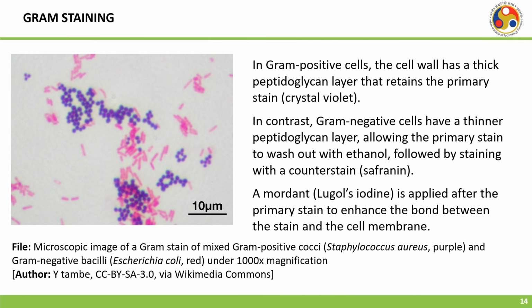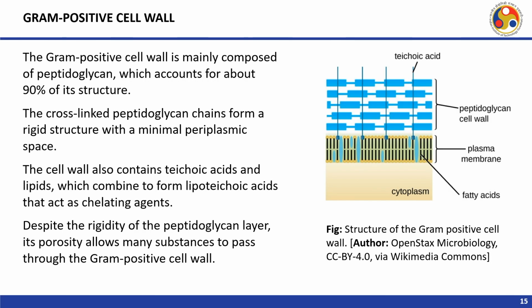In gram positive cells, the cell wall has a thick peptidoglycan layer that retains the primary stain, the crystal violet. In contrast, gram negative cells have a thinner peptidoglycan layer, allowing the primary stain to wash out with ethanol, followed by staining with a counterstain, safranin. A mordant is applied after the primary stain to enhance the bond between the stain and the cell membrane, and these are routinely practiced in bacterial laboratories, particularly in clinical contexts.